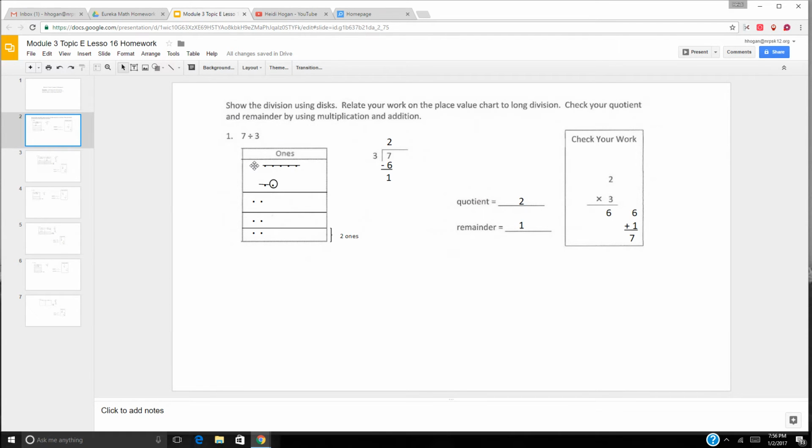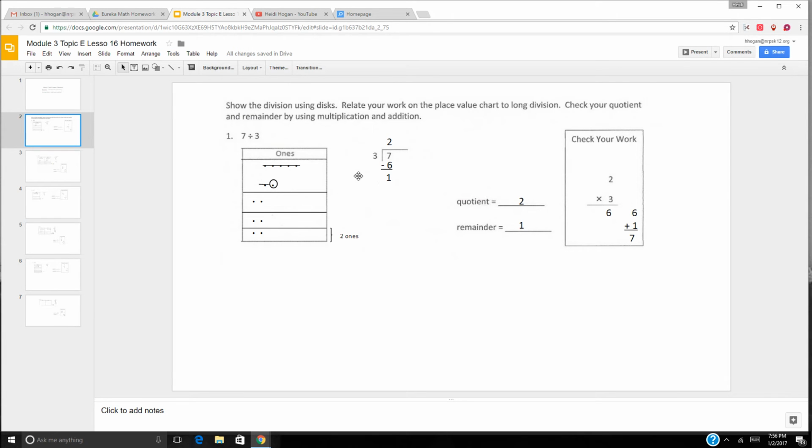So 7 divided by 3, so we make 7 dots for the ones. And then it's like dealing cards. 1, 2, 3, 4, 5, 6. So we cross them out as we do them. And then we circle what we have left over. And in each of these, because we divided into 3, we have 2 ones in each section. So our quotient is 2 ones, and we have 1 remainder.